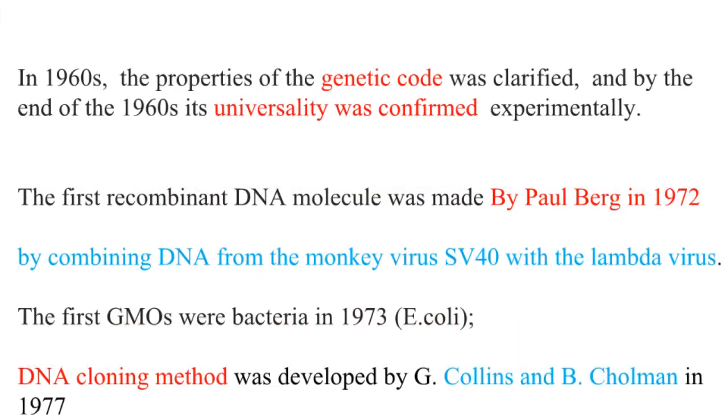In the 1960s, the properties of the genetic code were clarified, and by the end of the 1960s its universality was confirmed experimentally. The first recombinant DNA molecule was made by Paul Berg in 1972, by combining DNA from the monkey virus SV40 with the lambda virus. The first GMOs were bacteria in 1973. The E. coli DNA cloning method was developed by G. Collins and B. Coleman in 1977.